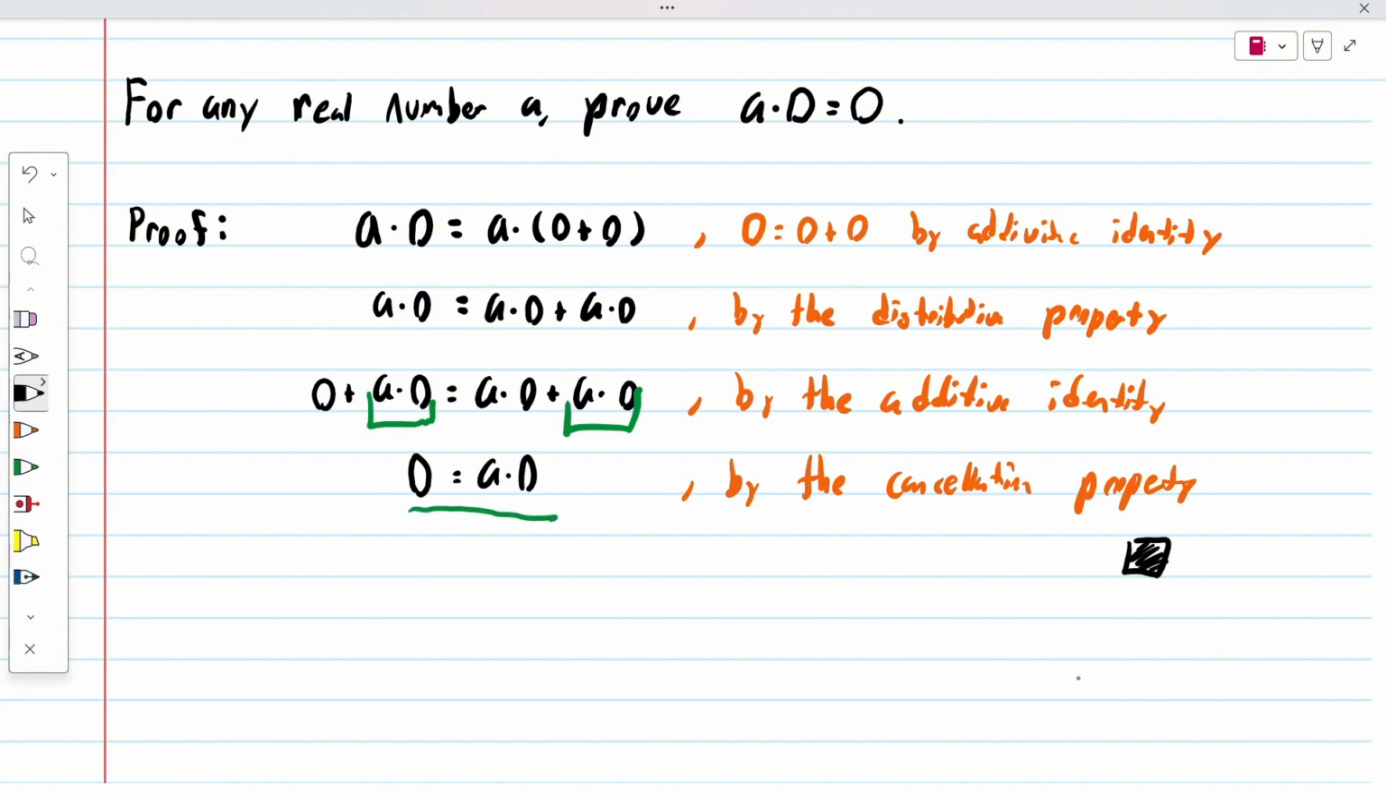So we're done. Even though this seems like a really simple example, it shows how we can use a direct proof to start with our statement and use known properties to come to our conclusion. So now you know anything times 0 equals 0.